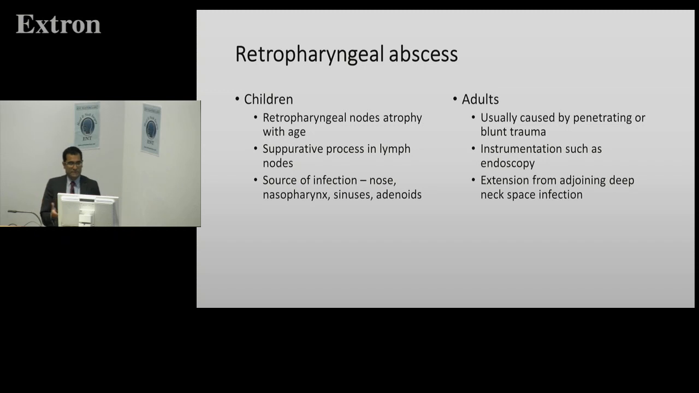Now, after the age of 6, the retropharyngeal nodes start to atrophy, so that's why you don't see it in adults. So in children, this is a suppurative process within the lymph nodes in the retropharyngeal space. The source of infection can often be from sinuses, nasopharynx, adenoids, whereas in adults, it's often from trauma, such as patients who undergo panendoscopy, biopsies, and also, as you mentioned earlier, it can come from adjoining other spaces.